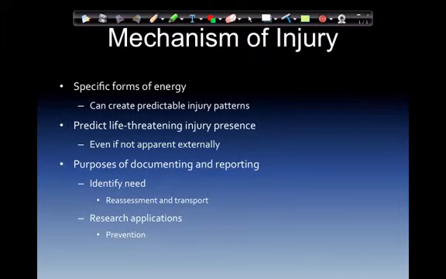Mechanism of injury. Special forms of energy can create a predictable injury pattern, and this is kinematics, essentially predicting life-threatening injury presence, even if not apparently external. The purposes of documenting and reporting are to identify the need for reassessment and transport, and they also have research implications, which is prevention. And that would be this right here, the purpose of documenting and reporting that we just talked about. And we're going to talk about energy a little bit more in this next section.